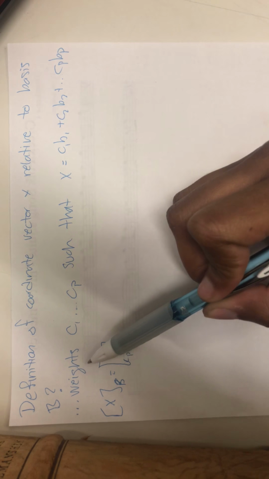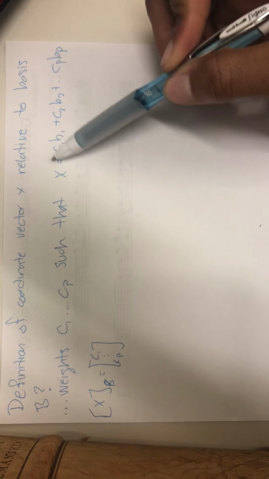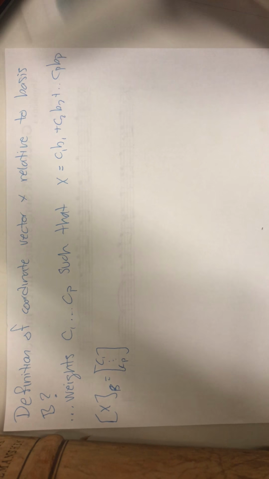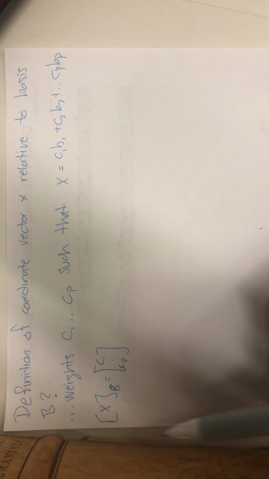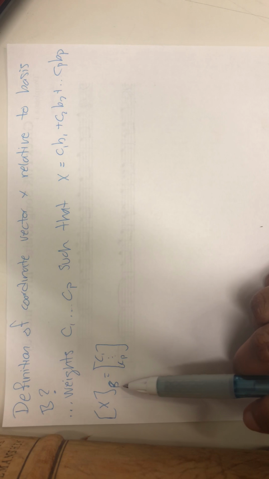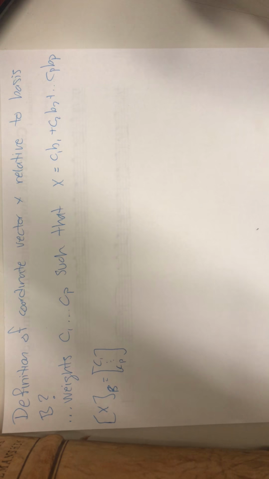It is more or less the weights C1 all the way up to CP, such that x equals C1 B1 to CP BP. So the coordinate vector x relative to B is going to look like this, with those being the weights.